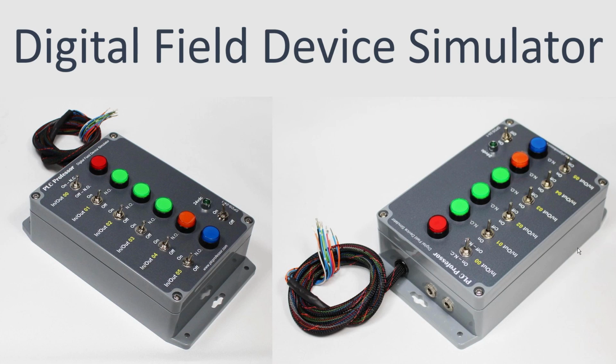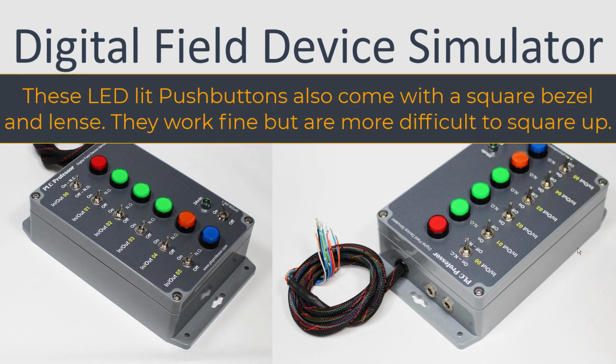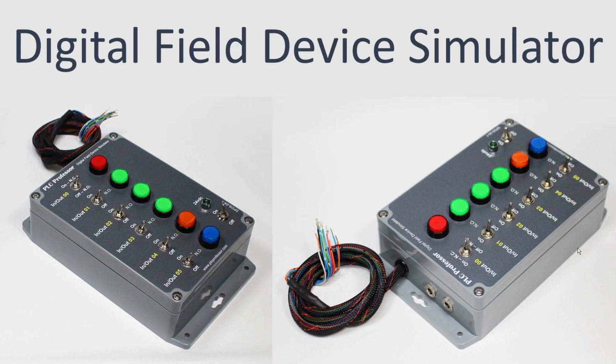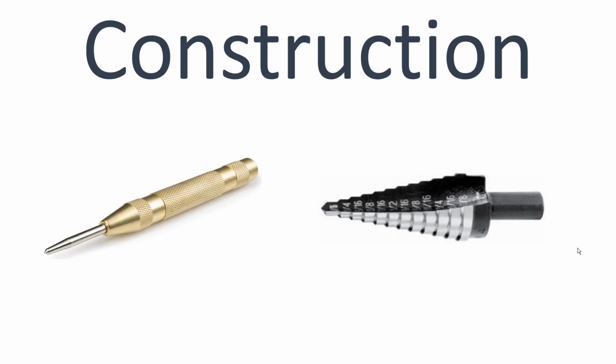You can see 6 of those round single pole, single throw momentary push buttons that are also the output LEDs. Then I have 6 toggle switches. Let's talk about construction. 2 tools that come in very handy for me, because when you're going to lay out the locations for the openings in your enclosure, you want the drill bit to go in an exact spot, right where the crosshairs are. Well, these spring-loaded punches work real good for that.